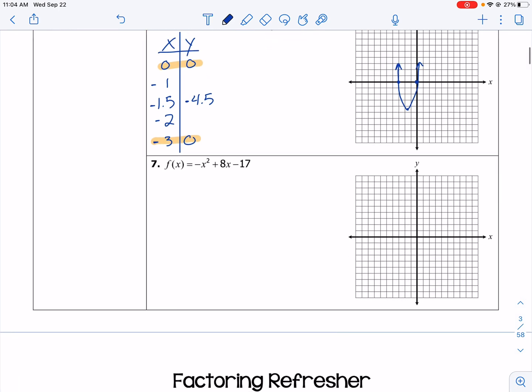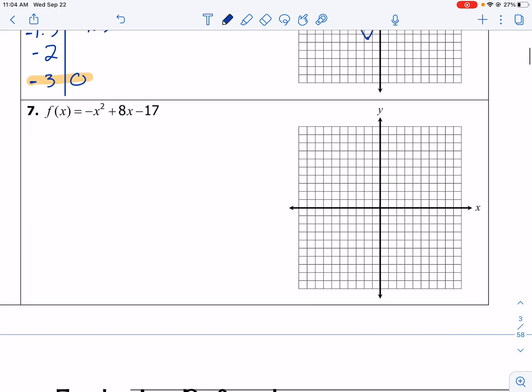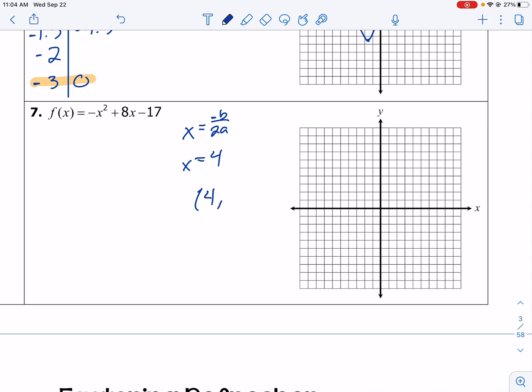I just want to show you one more, number 7, because there could be a case where you have no real solutions. So we'll just do this one kind of quickly here. Feel free to follow along. Negative b over 2a. That gets us negative 8 over negative 2. And then when we plug that in, we get 4, negative 1 for our vertex.